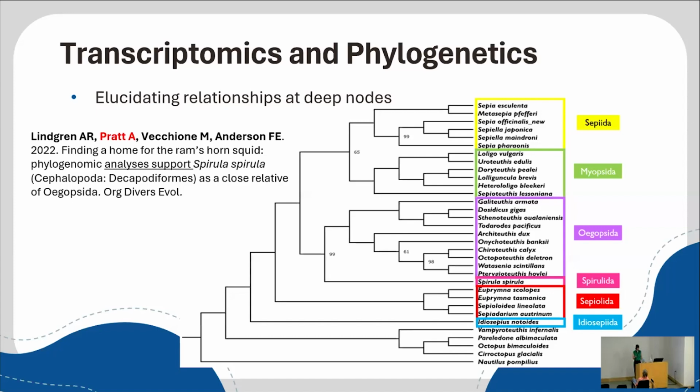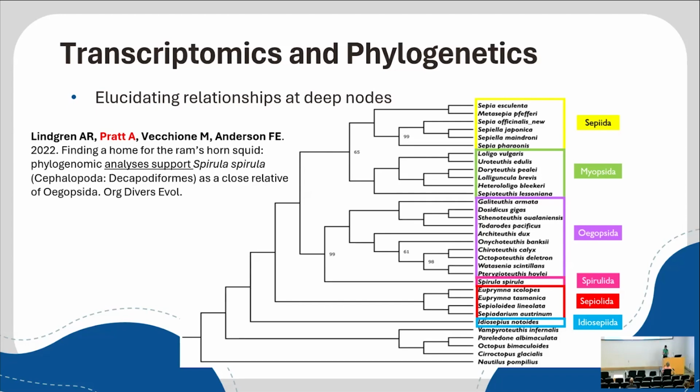And so we have been trying to figure out the deeper order relationships between these orders. We know Decapodiformes is a clade. We know each of these smaller clades are a clade, but how are they related to each other? And we have found success in the past couple of years using transcriptomes to elucidate these phylogenies.